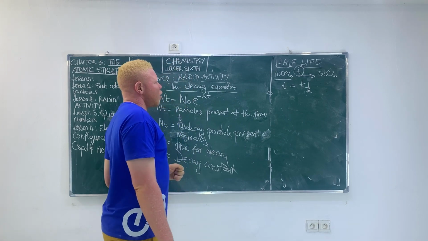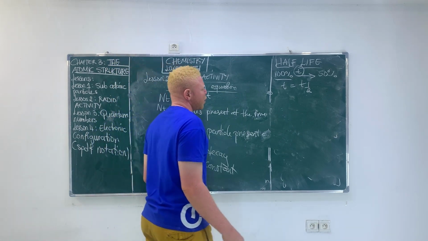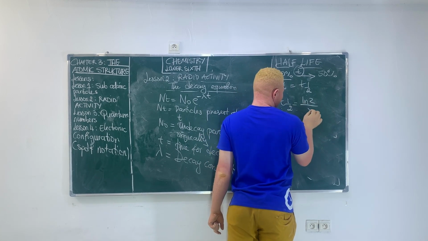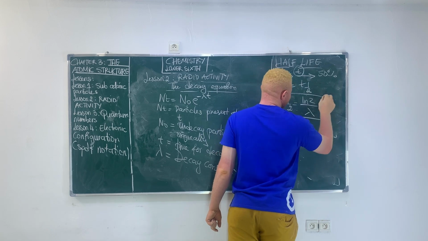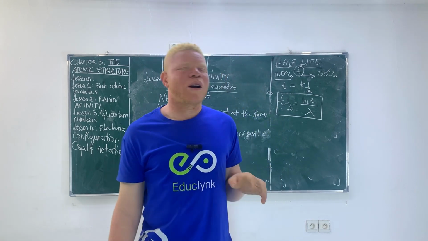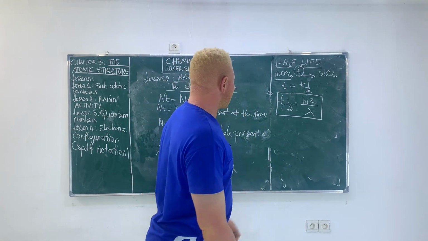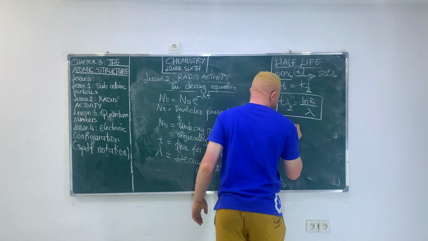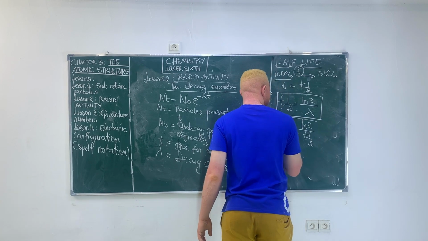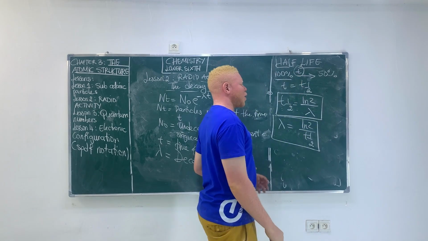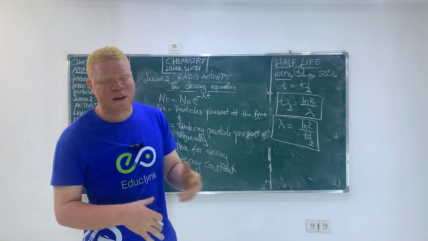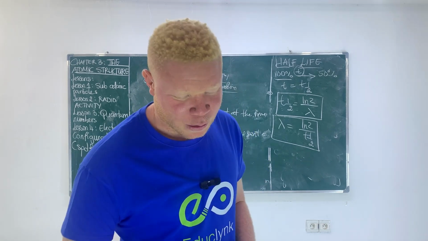So, what's the formula for half-life? Half-life, T half, is equal to ln 2 all over lambda, where lambda represents the decay constant. We can also make lambda the subject of the formula. So lambda is ln 2 all over T half. So in this case, we're going to take some examples. Example, then exercise.